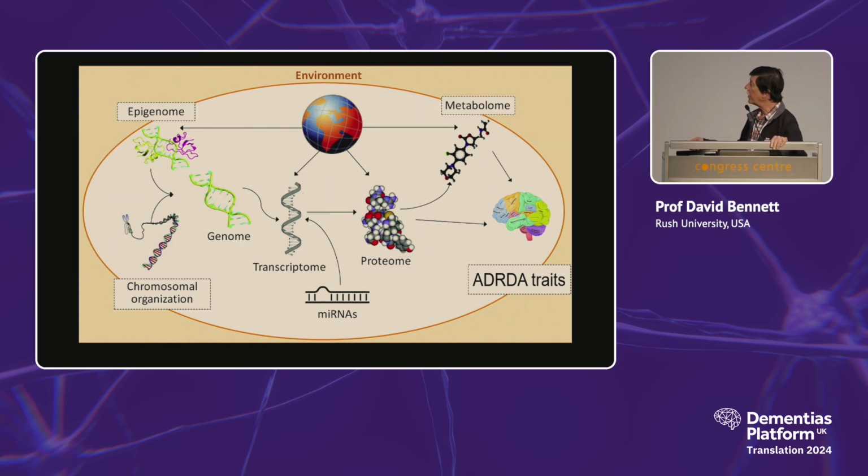Eventually you get to the proteome and then the metabolome. And again, there's a lot of ways to do the proteome. There's your microRNAs, which feed back to your transcriptome. All this is happening in the context of your environment, and it's all leading to these ADRD traits, okay? And if you're really going to understand how you get from this to Alzheimer's dementia, you're going to need to deal with all of this.